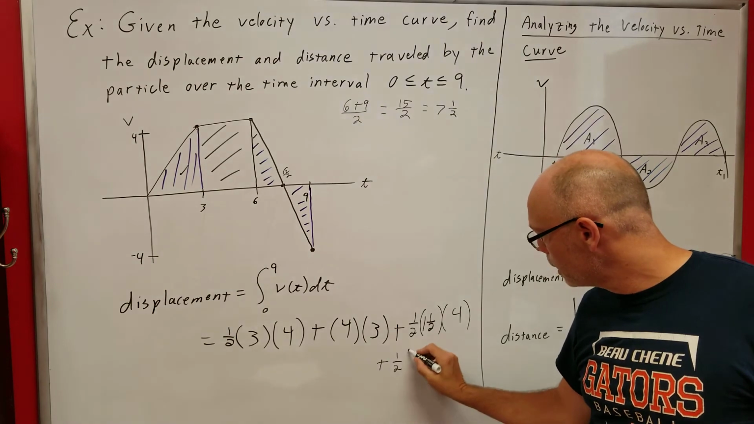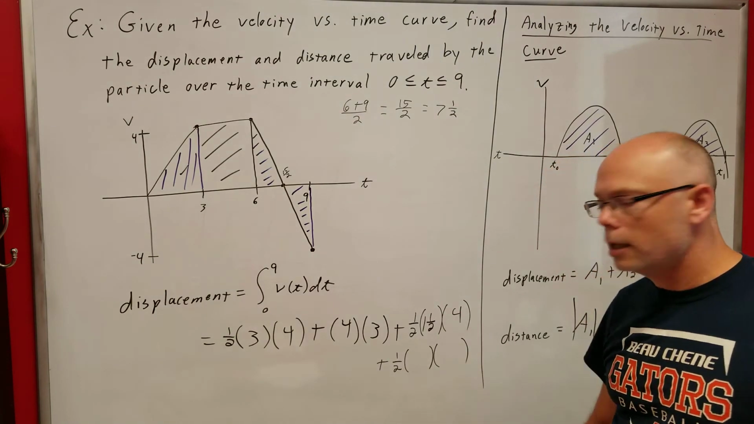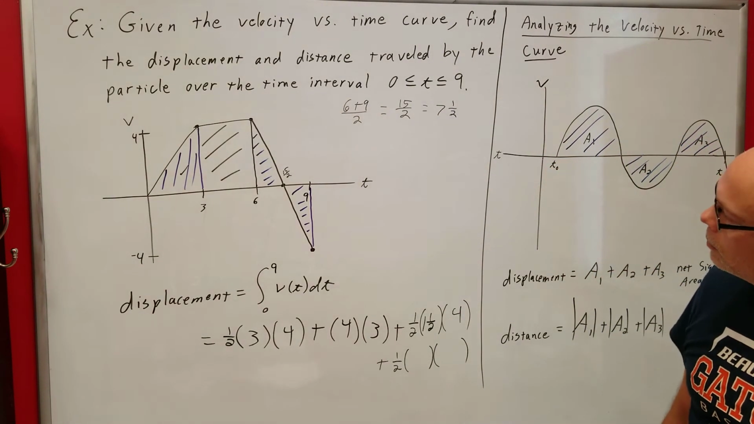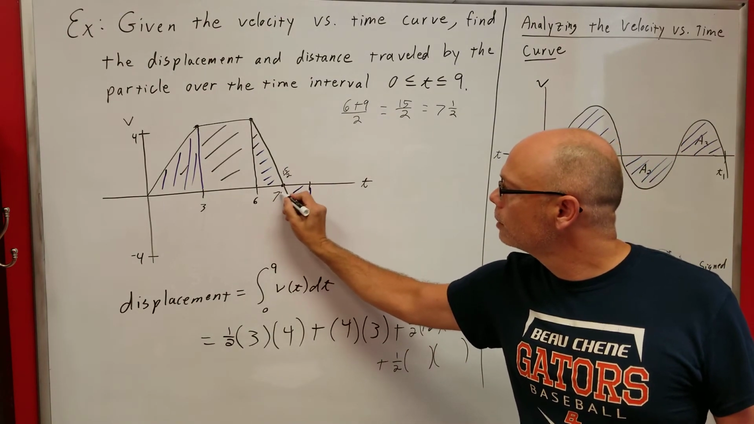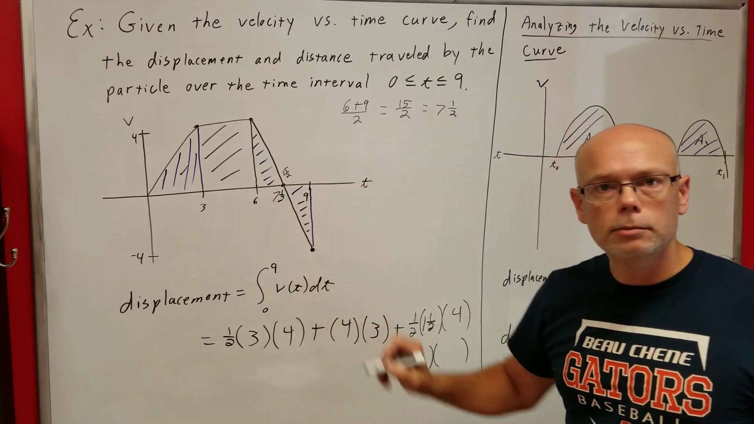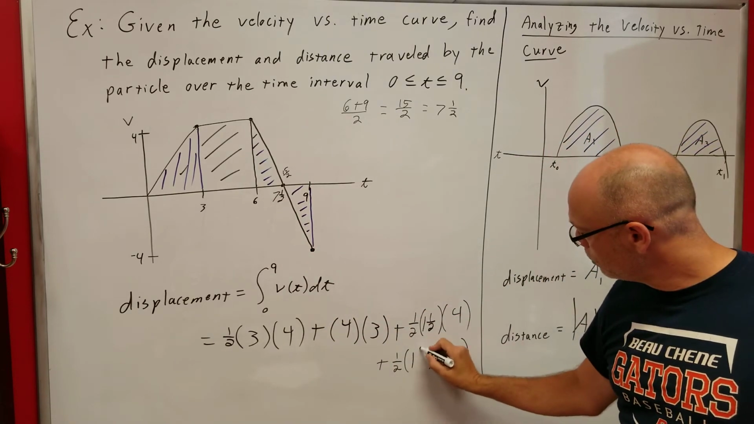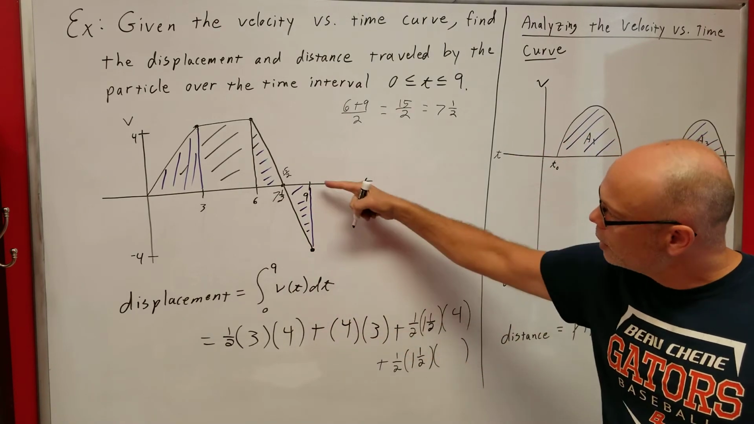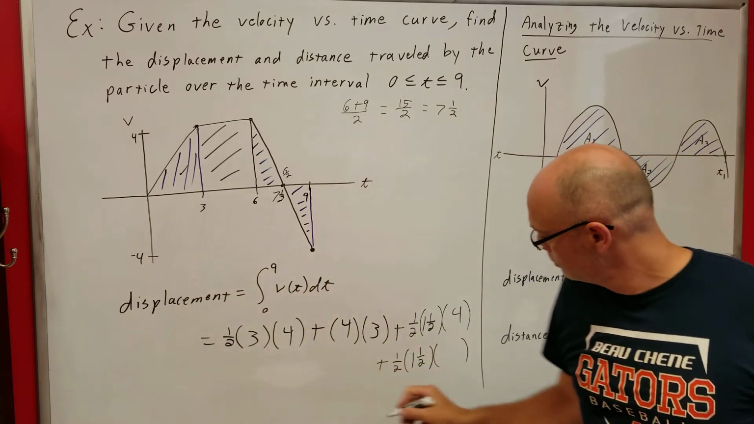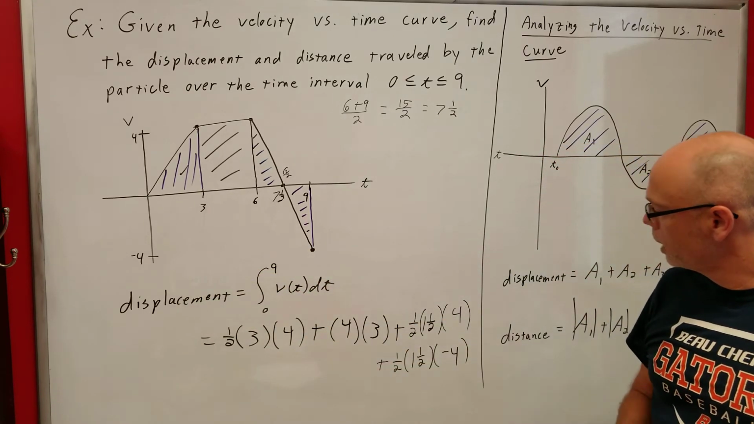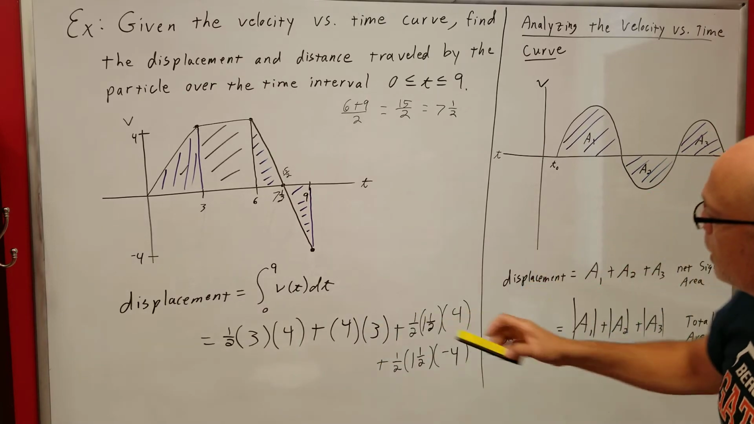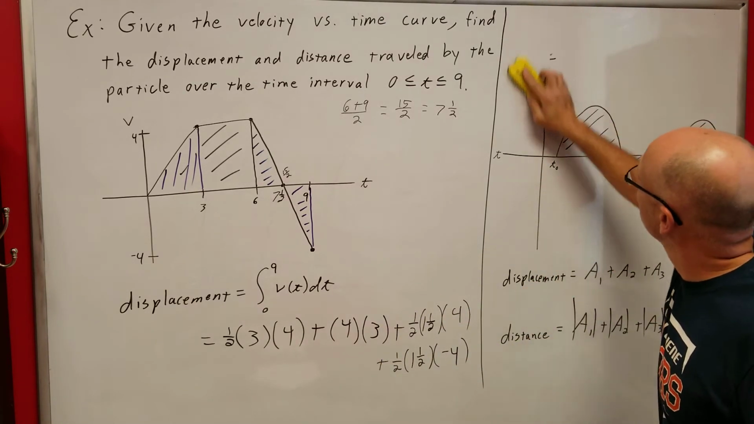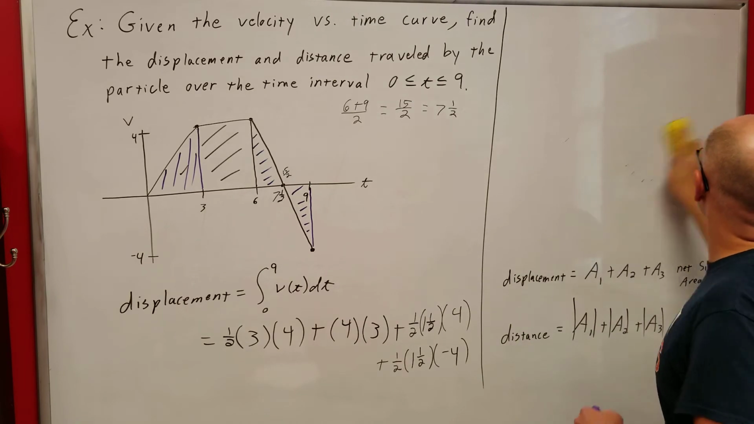So again, that's 1/2 base times height, right? What is your base? From 7.5 right here to 9. That'd be 1.5 again, right? Times your height. What's your height this time? -4, right? All right, so now you just calculate that stuff.